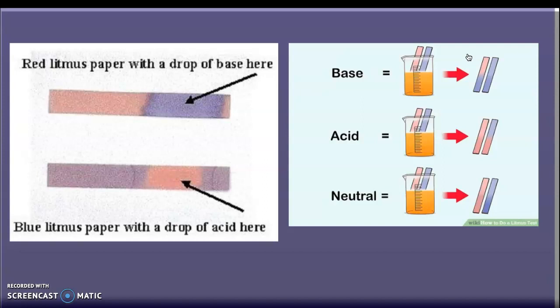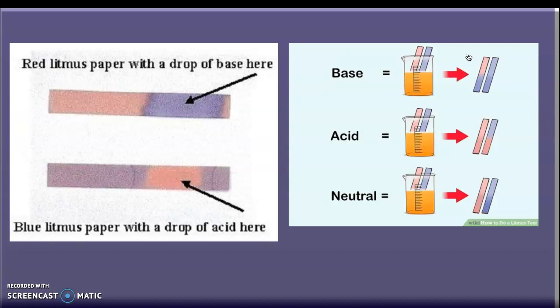And then just to make it super clear, on the right, we have red litmus paper and blue litmus paper being dipped into a base. And so if you dip blue litmus paper into a base, nothing will happen to the litmus paper, it'll stay blue. But if you dip red litmus paper into the base, it'll also turn blue. So whatever paper you're using, the result is always blue.